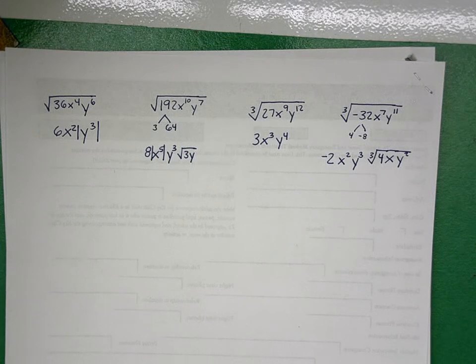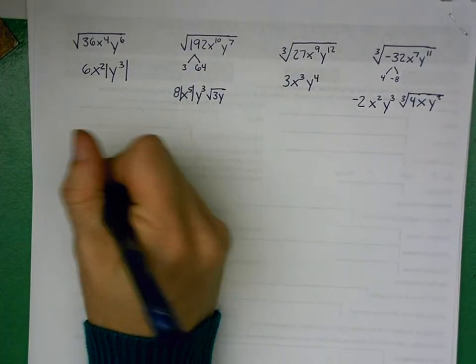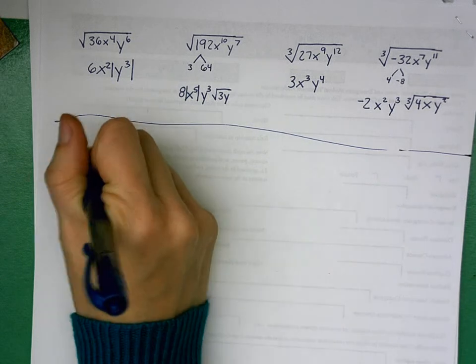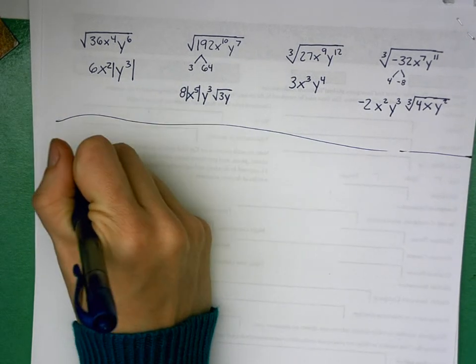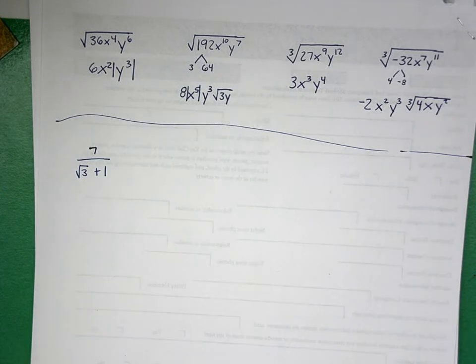Okay, next up we've got rationalizing the denominator here. So this, we have 7 over root 3 plus 1. Rationalize the denominator.